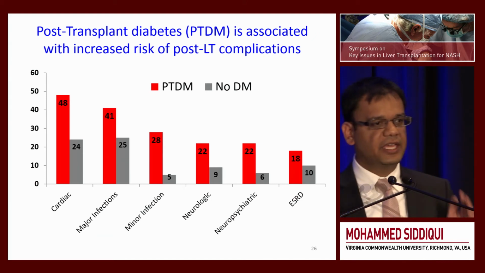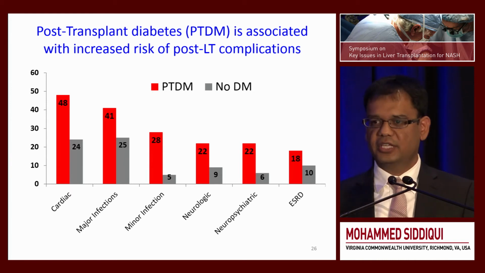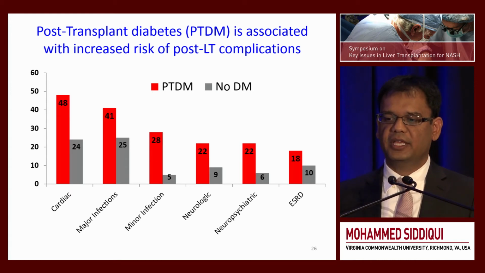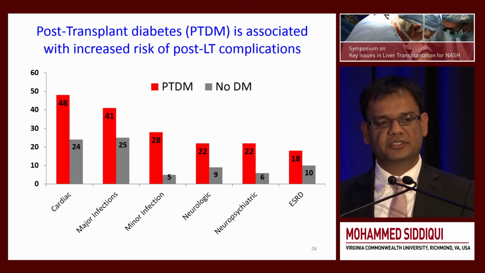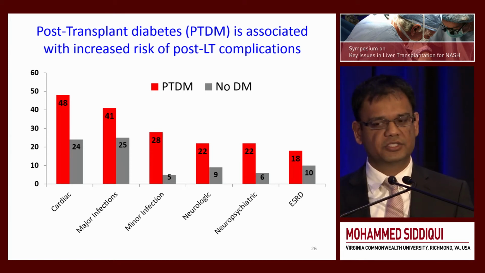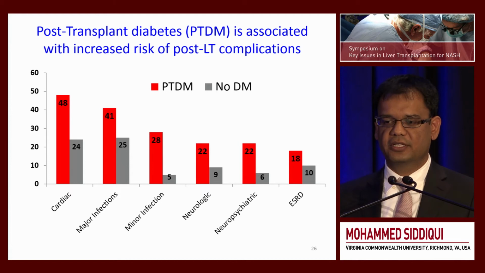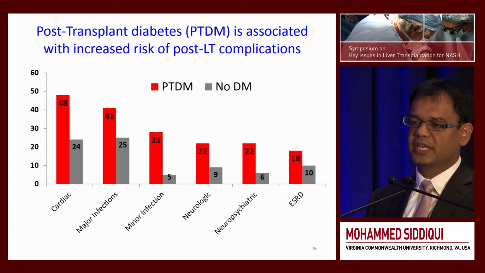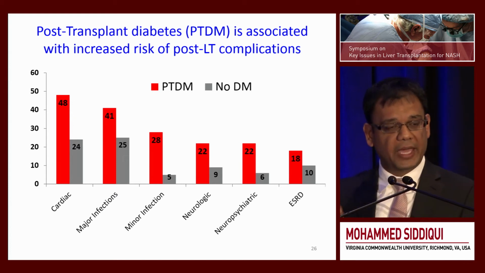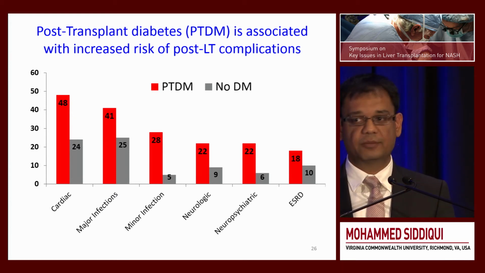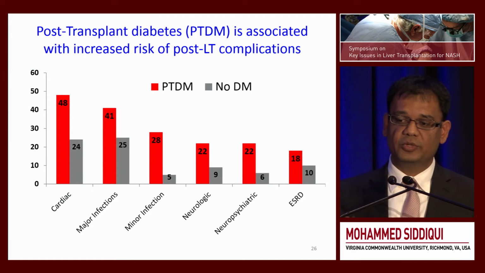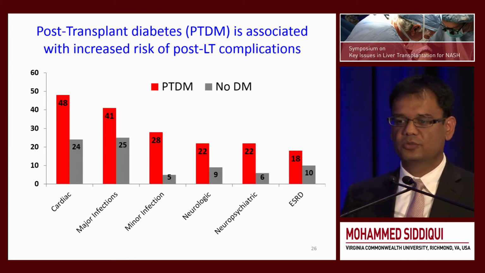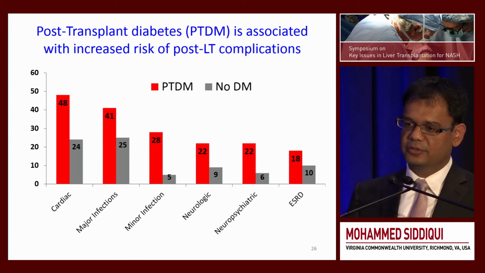If you have age, gender matched individuals and the time when they were transplanted, development of post-transplant diabetes is associated with a litany of medical conditions, including increased cardiovascular mortality, cardiovascular disease, infections, neurological problems, neuropsychiatric problems, and end-stage renal disease. So this is why we want to prevent this in the first place, if we're able to. If not, control it so we can change some of these numbers and return them to non-diabetic levels.